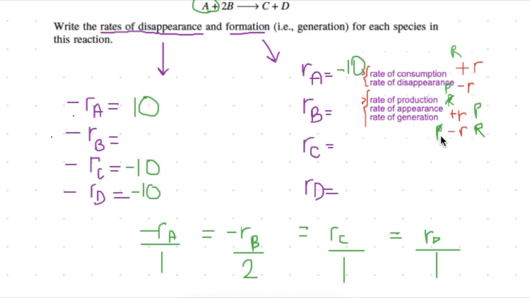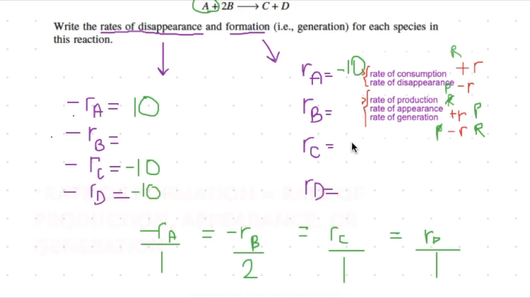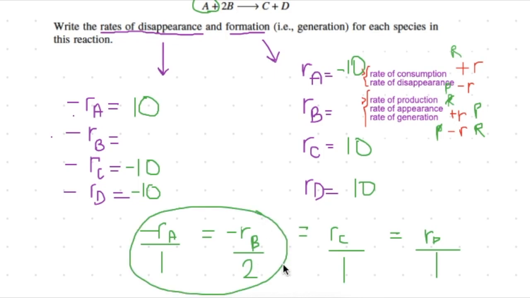If we look at our cheat sheet, the rate of disappearance for a product is going to be negative. The rate of formation for products is always positive. So these are going to be positive 10. Now B is the only compound that is not in a 1-to-1 ratio with A. So I am going to equate the relationship between the rates of A and B, like I did in the last problem, and solve for the rate of B.